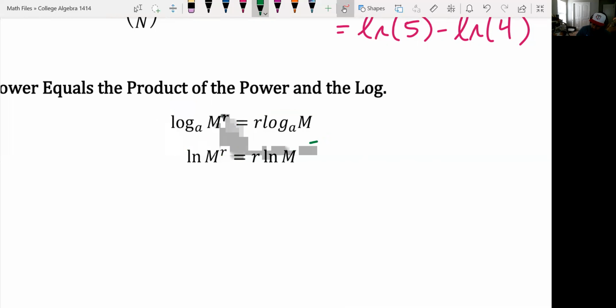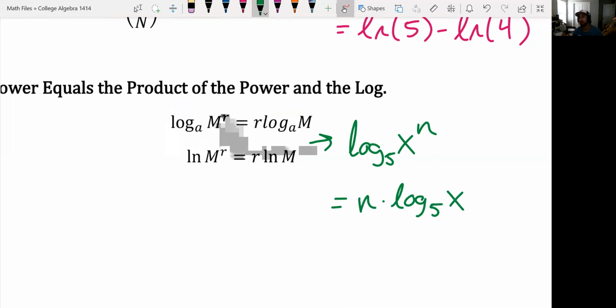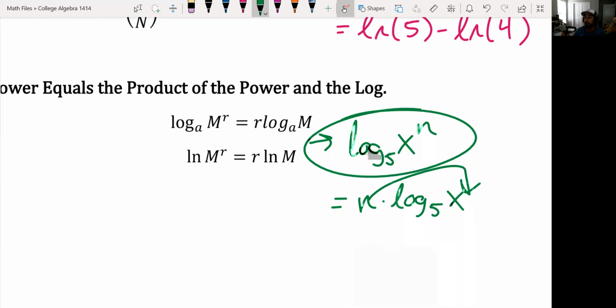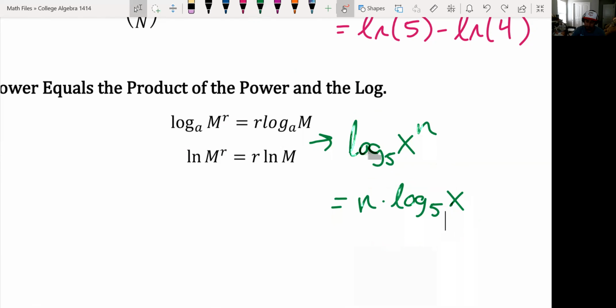So I could write log base 5 of x to the n, and by the power rule for logs, this would become n times log base 5 of x. And once again, all of these are reversible. So you can start here at n times the log base 5 of x, take that n, put it back on the exponent, and you'll get back here.